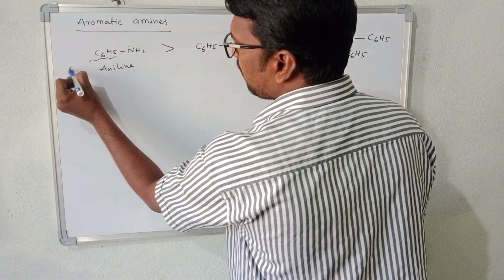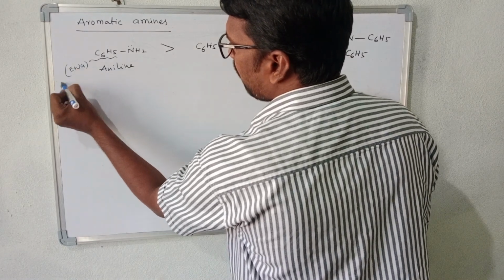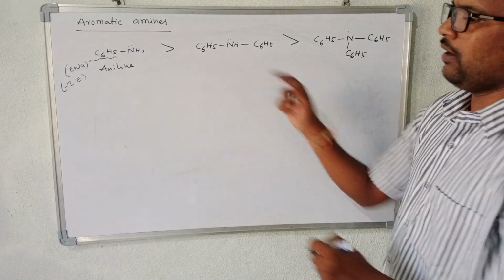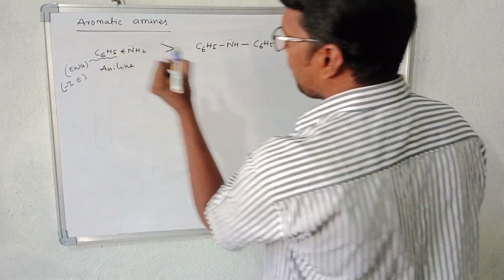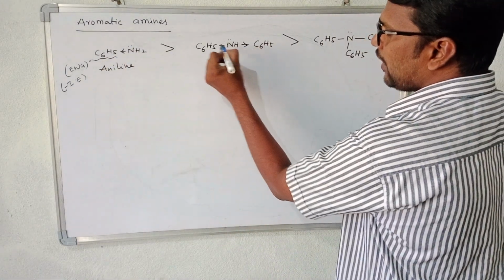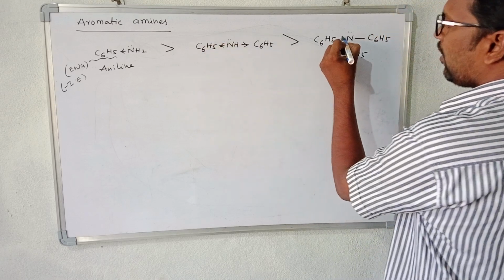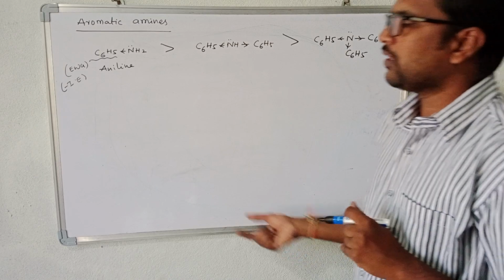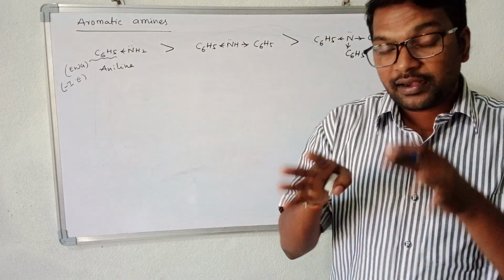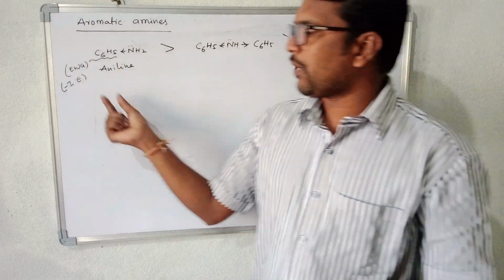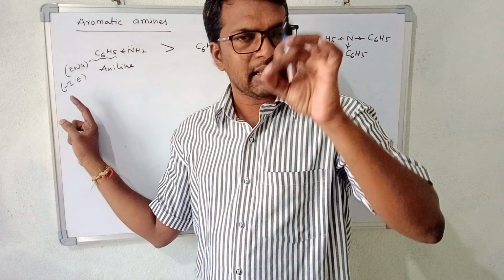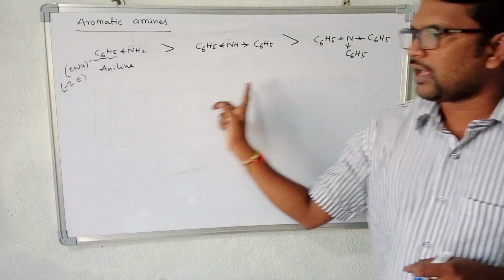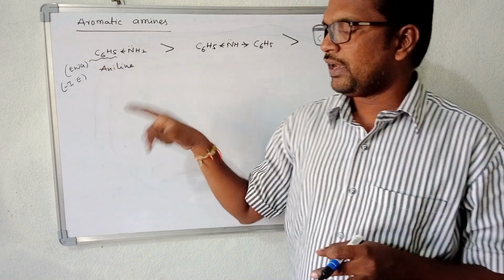C6H5 is an electron withdrawing group. That means a minus I group is present. Here only one minus I group is present, so it can withdraw electron density from here, but here on both sides it can withdraw electron density. Here on three sides it can withdraw electron density. That's why the electron density on nitrogen decreases, and you remember that minus I groups decrease the basicity of amines.